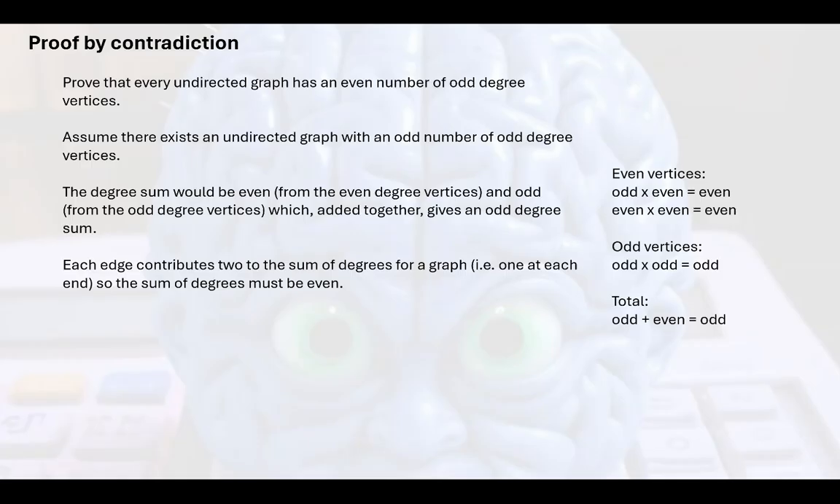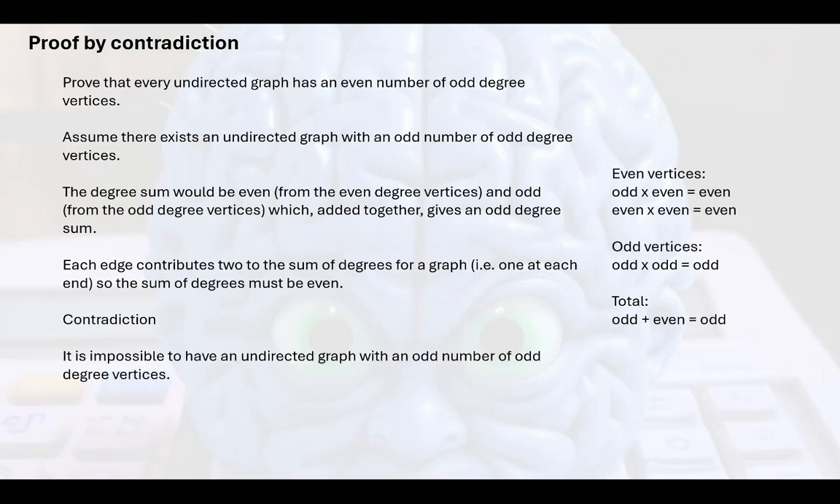Now we also know that each edge contributes 2 to the sum of the degrees for a graph. It's undirected. Every edge has 2 ends, and each of those ends contributes to the sum of the degrees, which means the sum of the degrees must be even. But we have already said that the sum of the degrees here must be odd, which means it's impossible to have an undirected graph with an odd number of odd degree vertices, which means every undirected graph must have an even number of odd degree vertices.